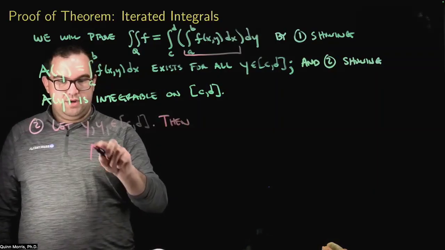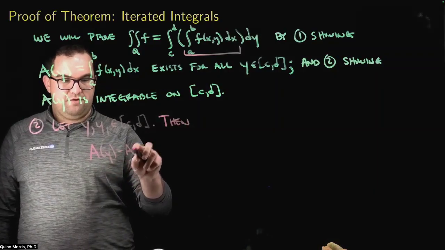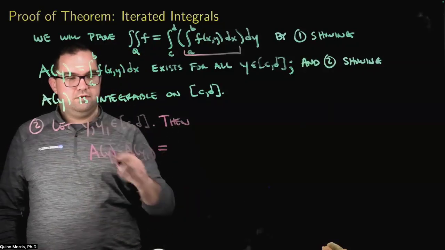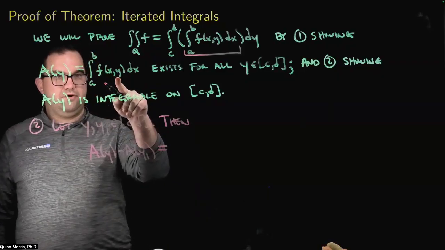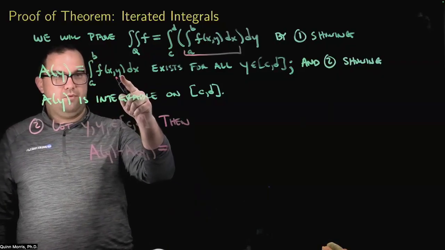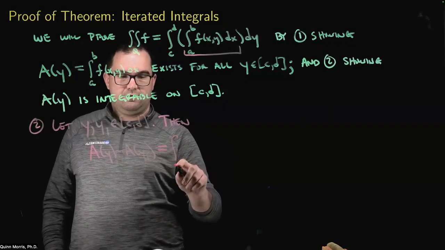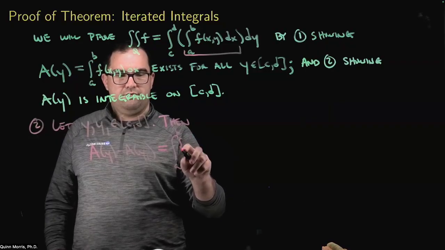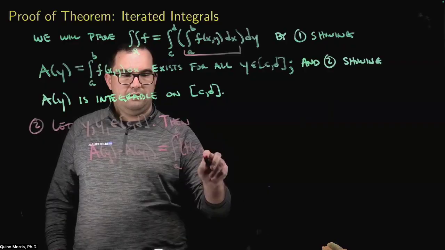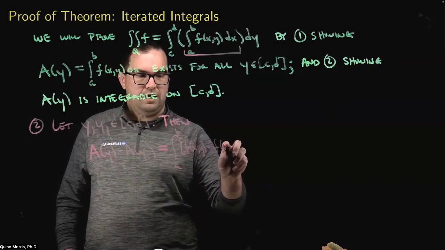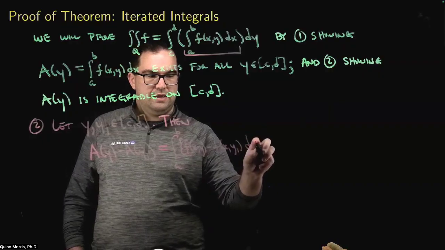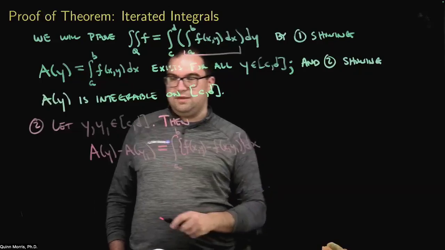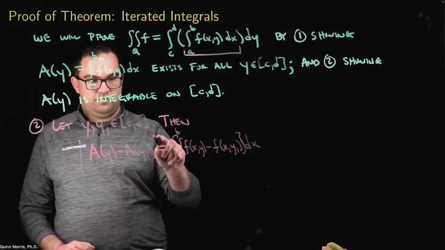All right, if I just write down what is a of y minus a of y1. Well, by definition, a of y is right here. A of y1 would be just plug y1 in there. But if I write down both those integrals, I can combine them. So I get that this is the integral from a to b of f of x y minus f of x y1 dx. Now I'm going to just slap absolute values on both sides of this.